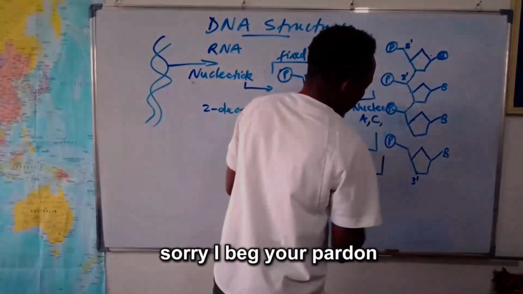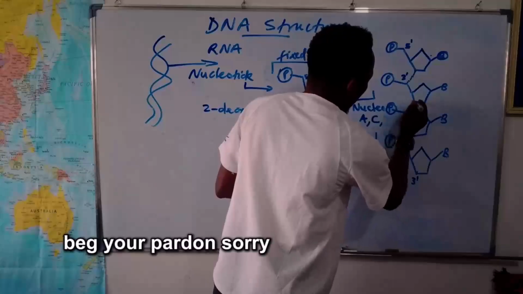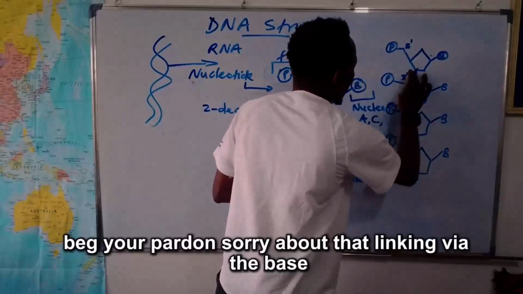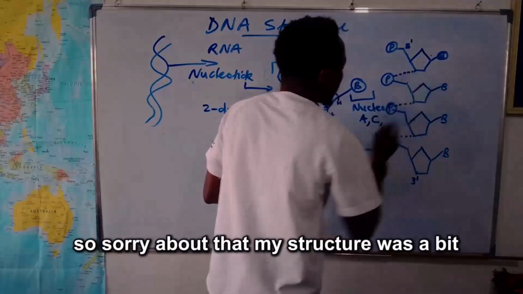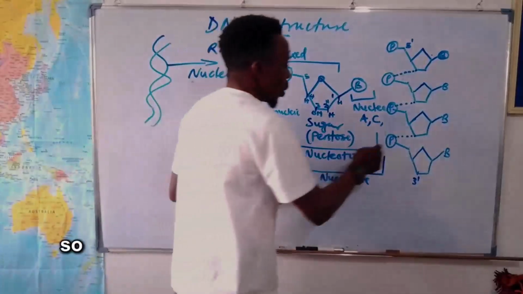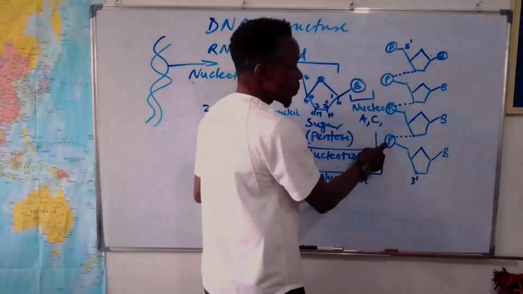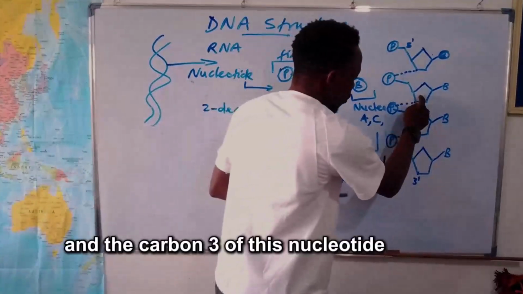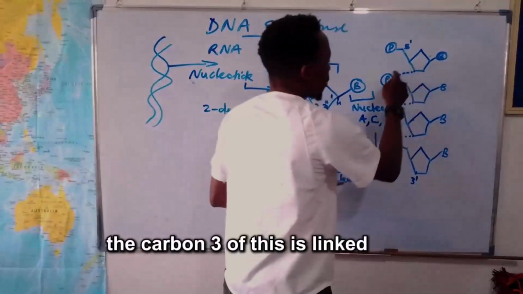Sorry, I beg your pardon. This is linking through the base. Beg your pardon. Sorry about that. Linking via the base. My structure was a bit misleading. Yeah, something like that. That's better. My apologies. So the carbon 3 here is connected to the phosphate group. The carbon 3 of this nucleotide is linked to the phosphate group. The carbon 3 of this is linked to the phosphate group.